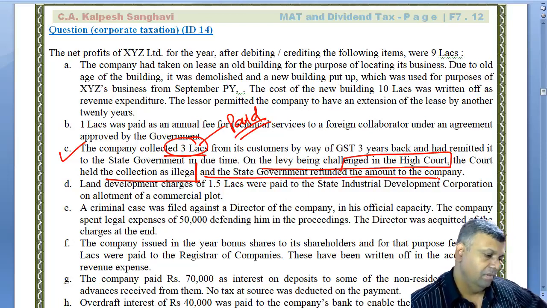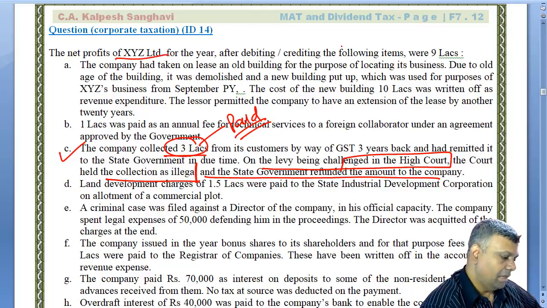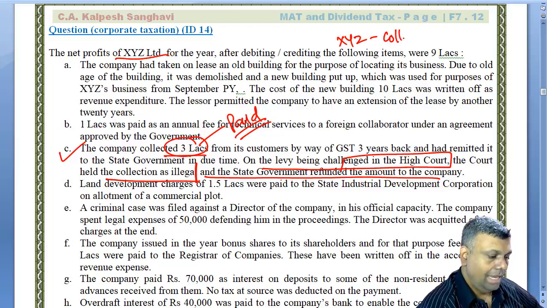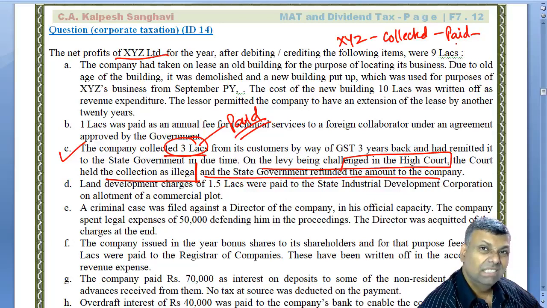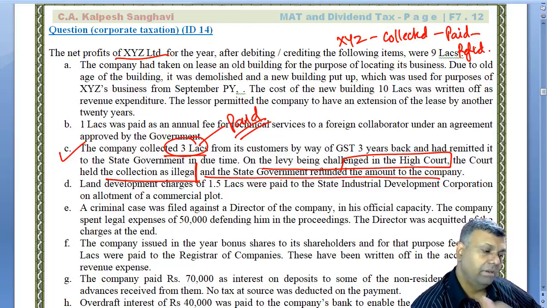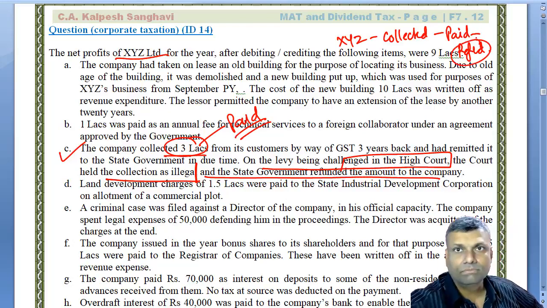Correct? So, I am a company XYZ. I collected, then I paid. First I collected from the customer, then I paid to the state government. And then I challenged it. I said that this is not valid by the law, and so you have to refund it. I've already won the case and I've got a refund back. This is the situation.